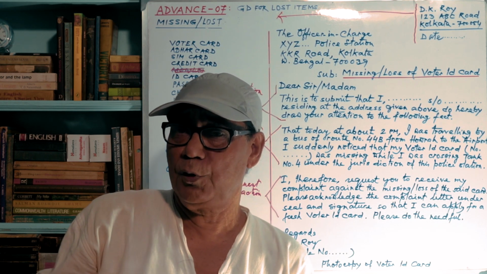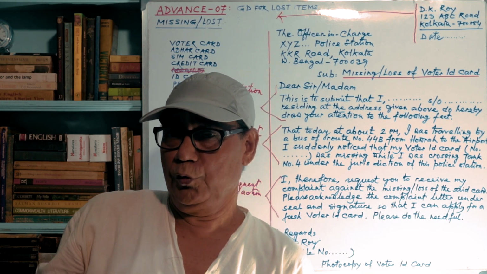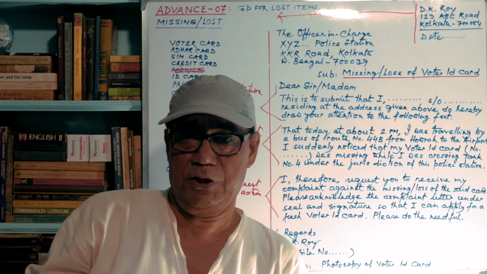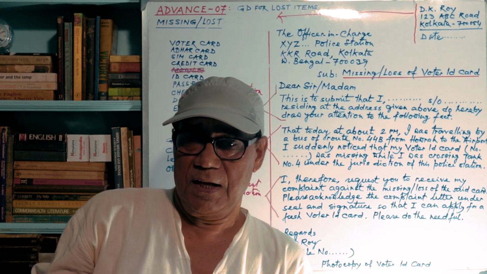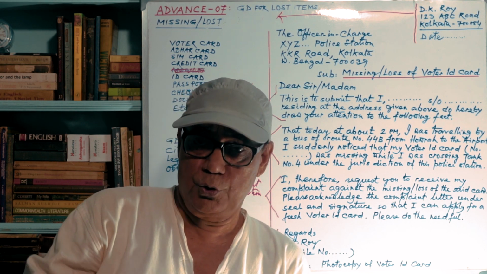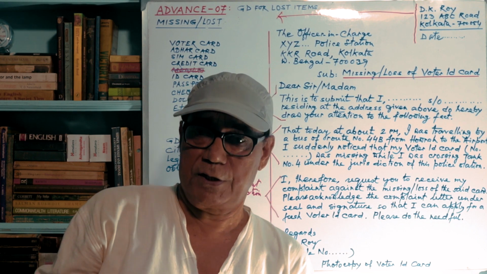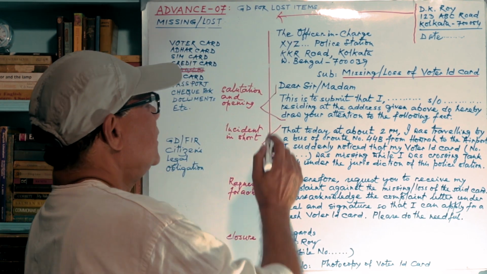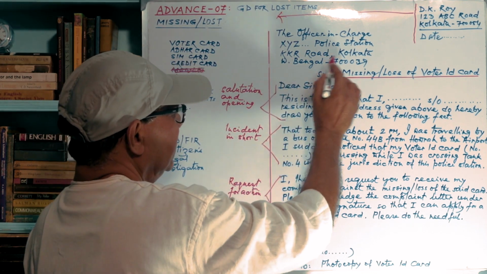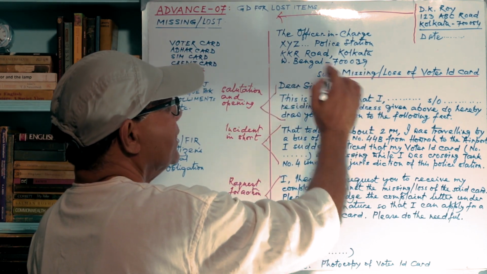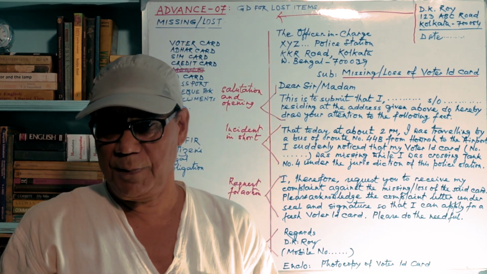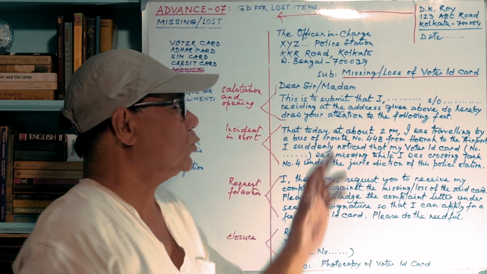You should not go to the police station under the jurisdiction of which your residence is, not that. You should go to the police station under whose jurisdiction you have lost that document. Make it very clear. So XYZ police station, you give the name of the police station, KKR Road, Kolkata, West Bengal, etc. This is the address of the police station. First part is over. Second part is over.